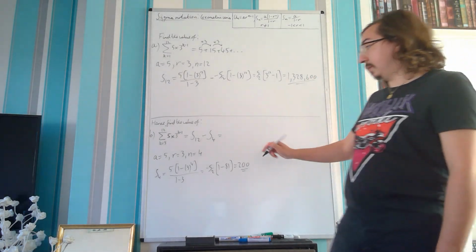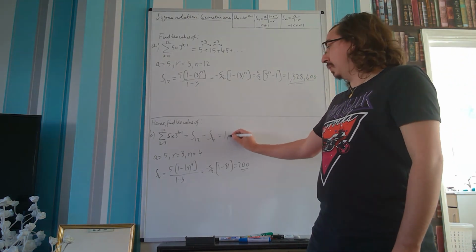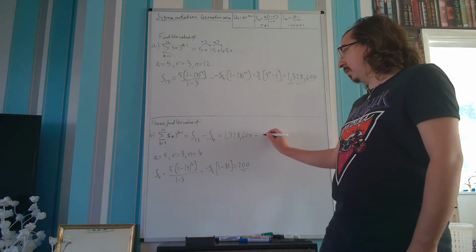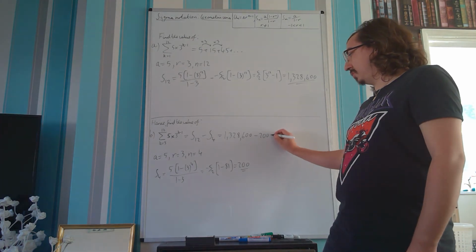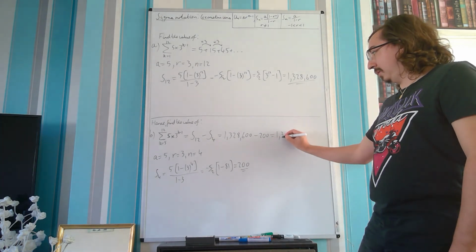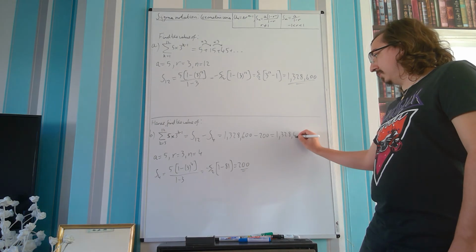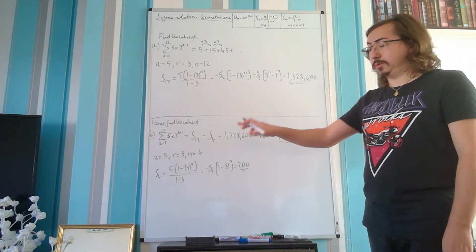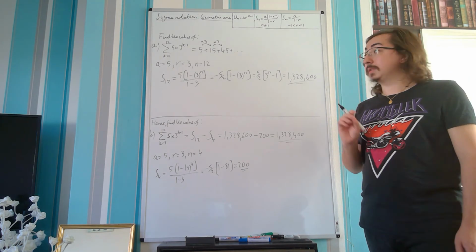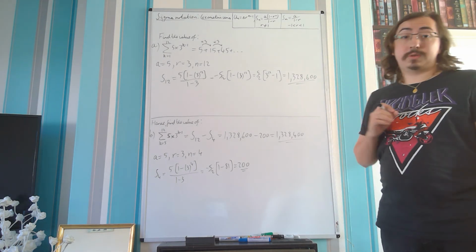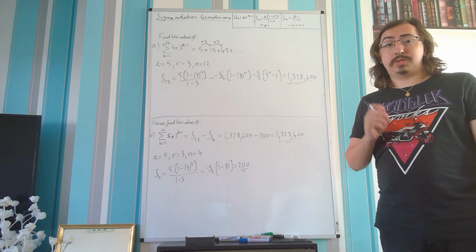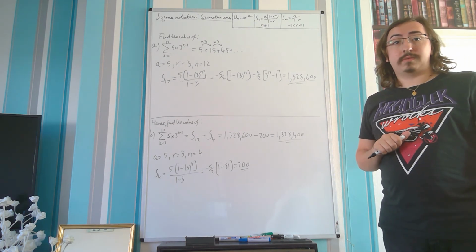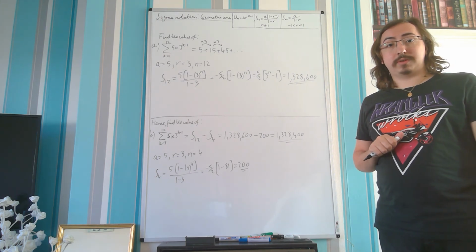So we just need to bring our two parts together then. So we have 1,328,600 subtract 200, which gets us 1,328,400. And that's our solution to part B. And that's how we solve this problem, converting a sigma notation geometric series problem into using the normal summation of the first n terms of a geometric series formula.